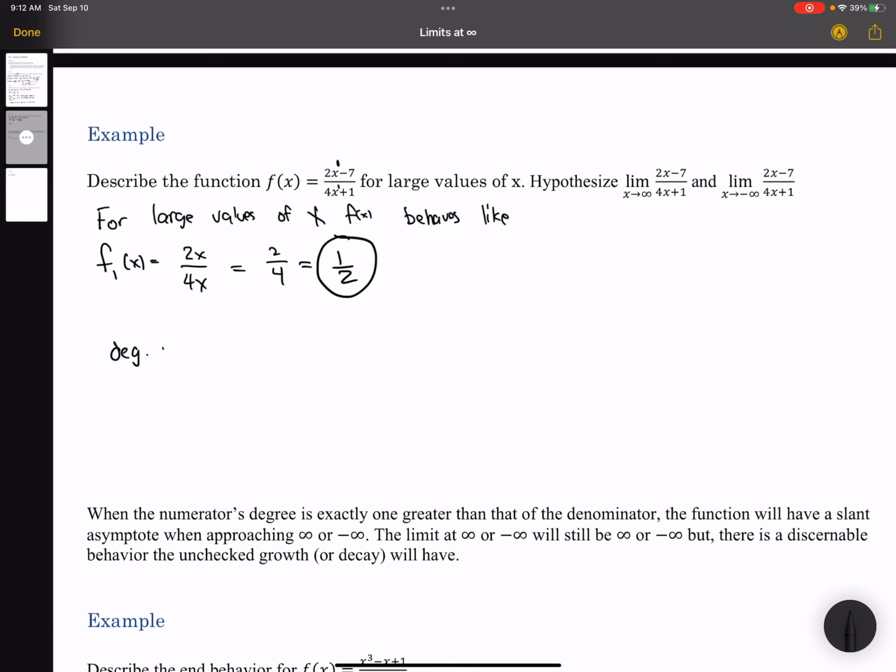So when the degree of the denominator equals the degree of the numerator, the implication is the limit is the ratio of the leading coefficients. And we'll abbreviate coefficients, long enough word. And the leading coefficients are 2 and 4.